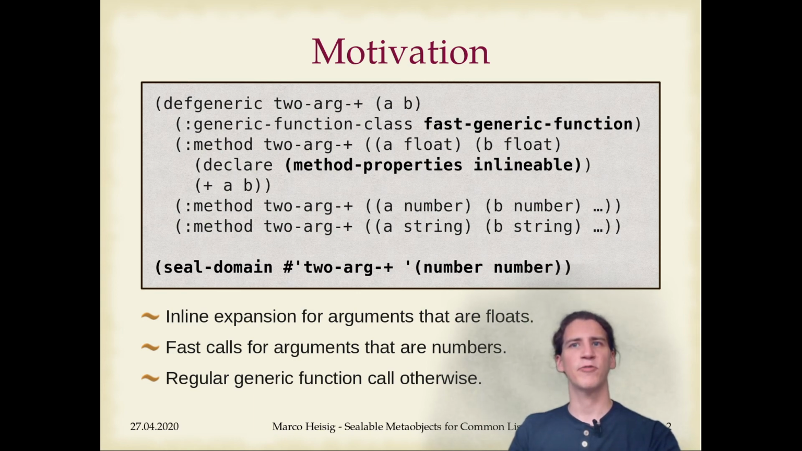But the most important property of fastGeneric functions is that outside of the sealed domain, they behave just like regular generic functions with the same performance characteristics, but also with the same extensibility, so it is possible outside of the domain of numbers to add further methods.